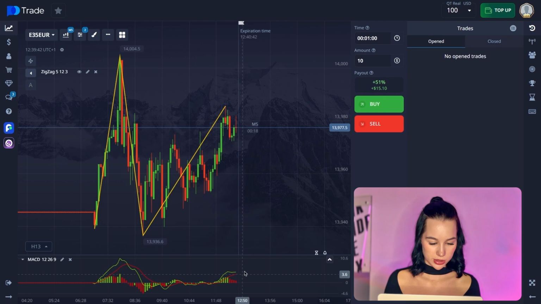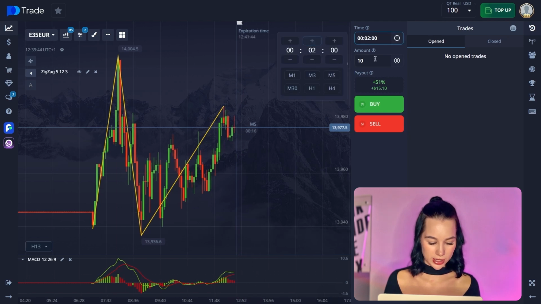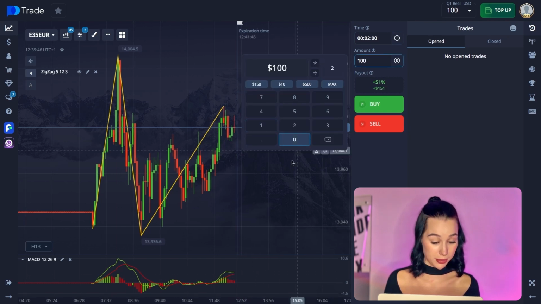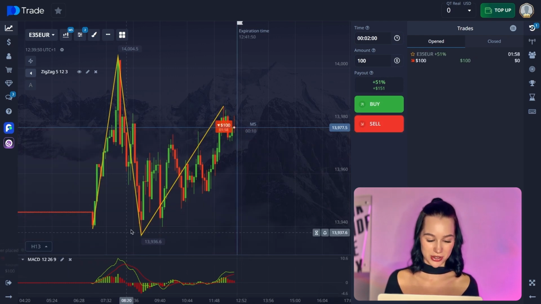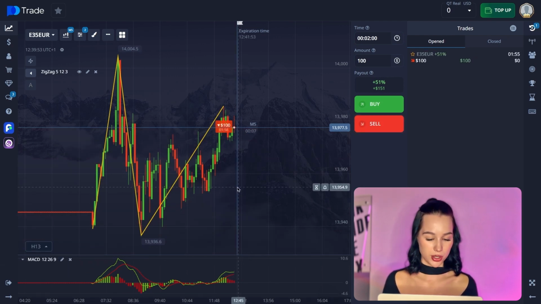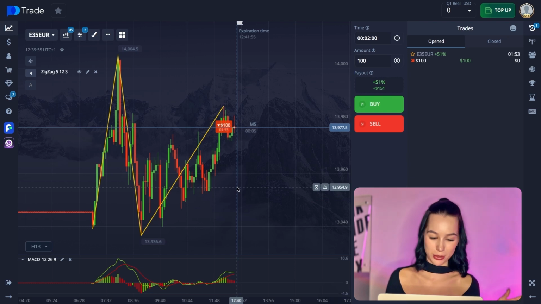So let's check it out, this one. As we can see, two lines of MACD are not crossing each other yet, but they will do it soon. So let's change our amount of money. Oh my god. And let's open here a sell trade for $100 for 2 minutes. This is everything that we have.